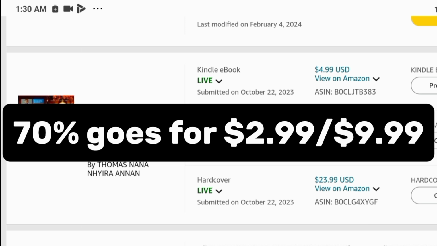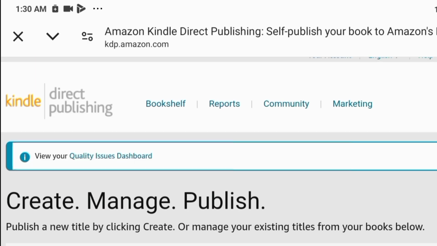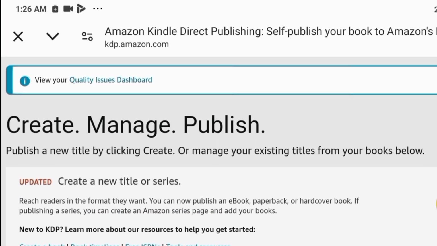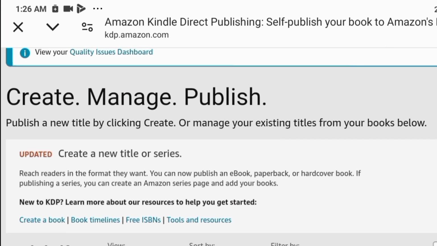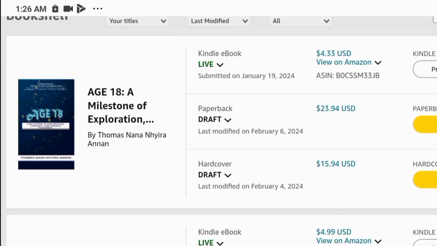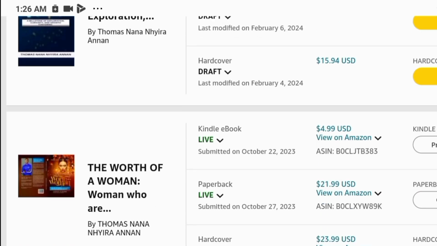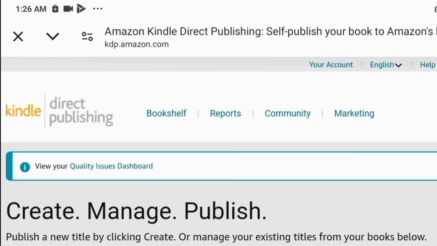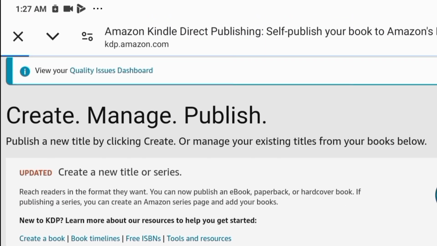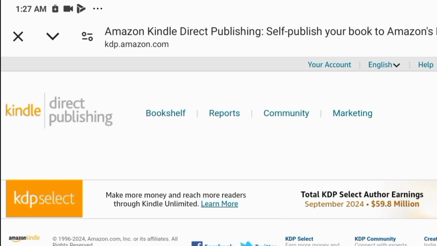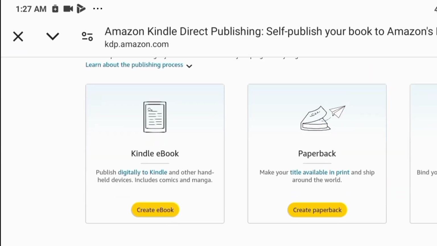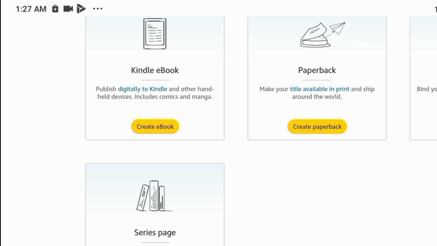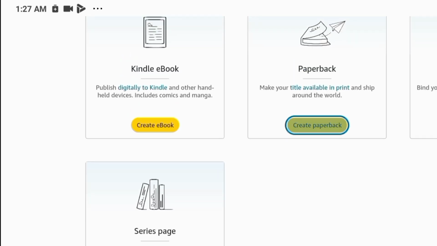When you price your book between this dollar range, you have to price it. If you price it so that it falls between 2.99 and 9.99, you are going to receive 70%, so you would choose the 70% royalty rate. But if you price your book less than 2.99 or more than 9.99, your royalty would have to be 30%.